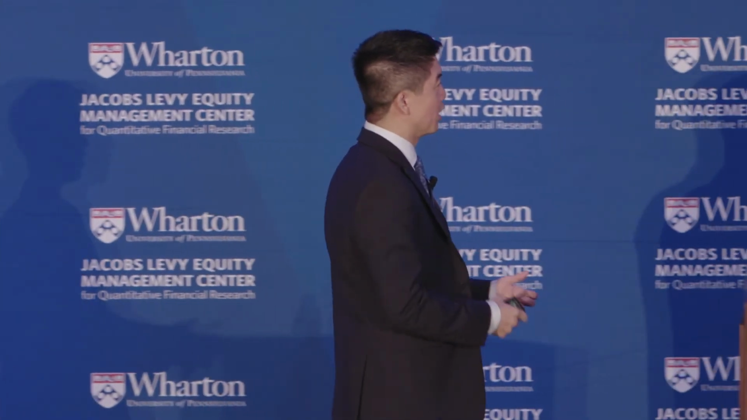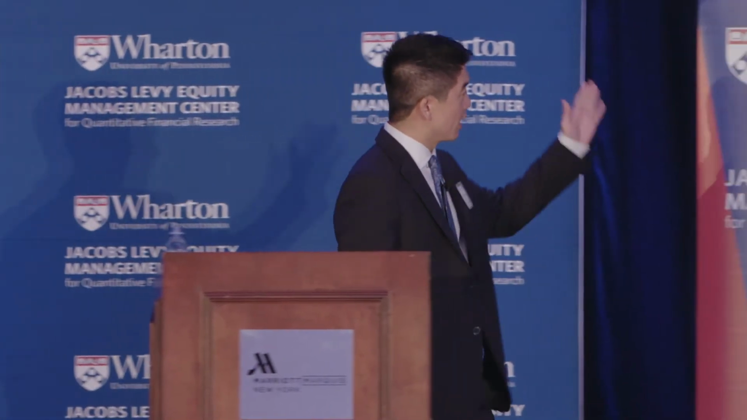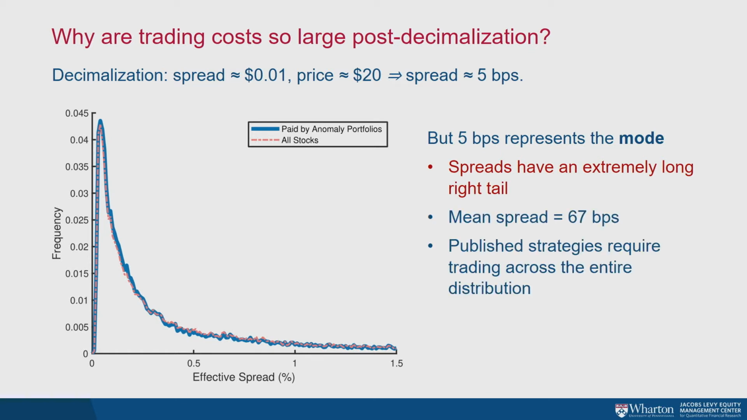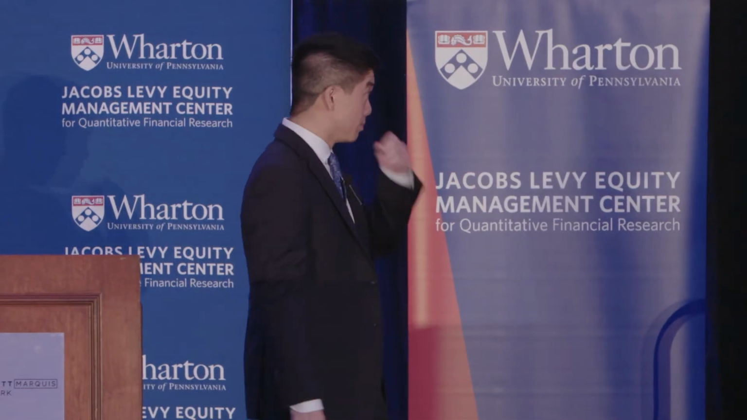It represents the most frequently observed spread, and you see that in the data. This data is for 2014. This is recent data. So you have that huge spike at 5 basis points. That's the mode. That's decimalization. But notice the really, really long right tail. That scale is very impressive. The first tick mark is at 50 basis points, an order of magnitude larger than the mode. You know, the tail goes even past 100 basis points. So the mean, if you average across all these spreads, is 67 basis points in 2014.